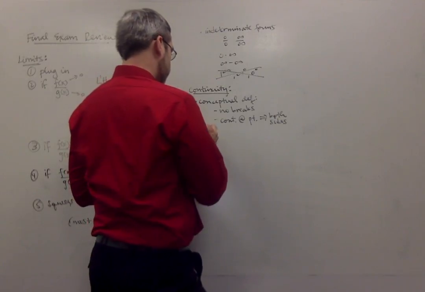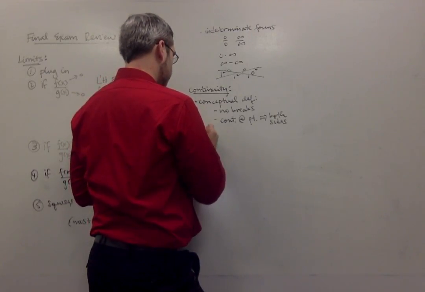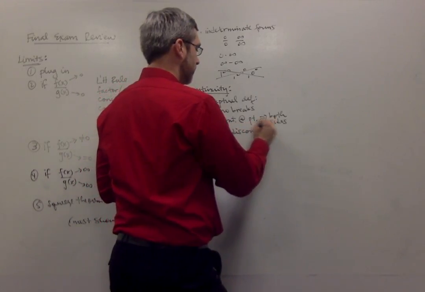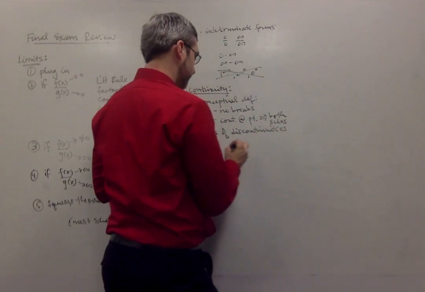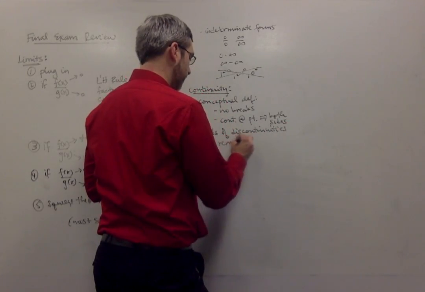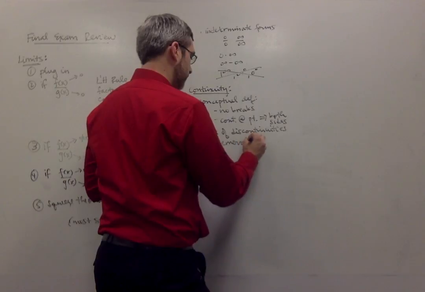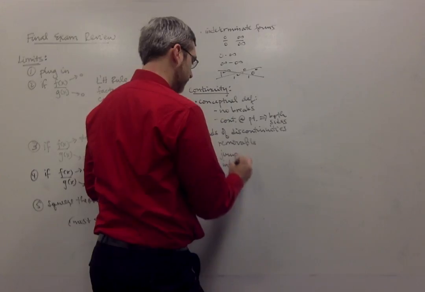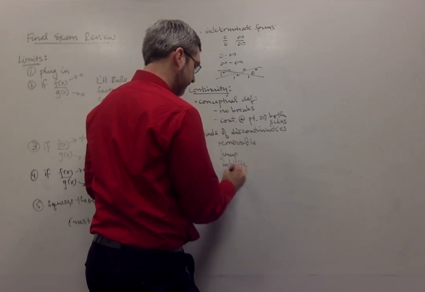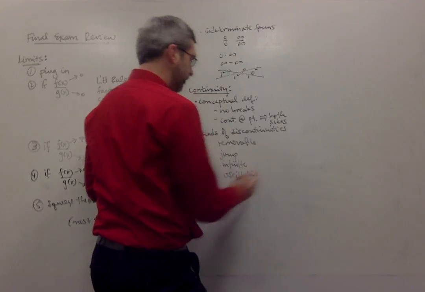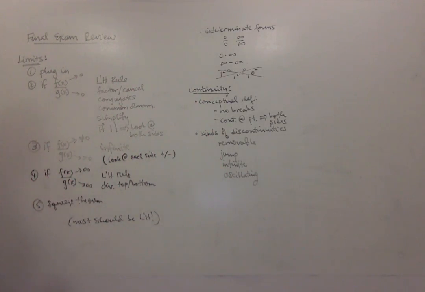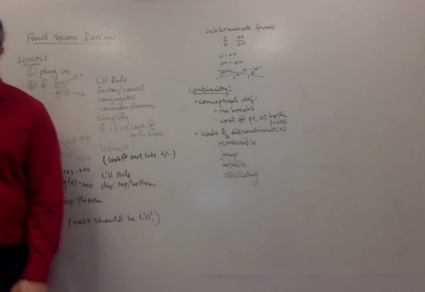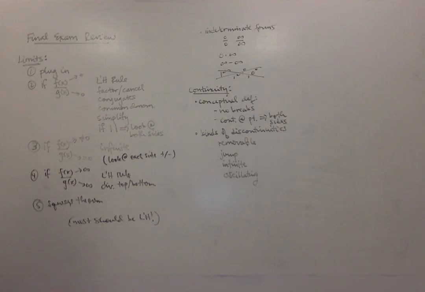And then we had talked about kinds of discontinuities. So there were 4 of these, remember? So we had removable, jump, infinite, and oscillating. So for instance, I can give you a graph and I can say, where is this function continuous? Where is it not continuous? What kinds of discontinuities does it have? Okay? So you should feel comfortable with that.